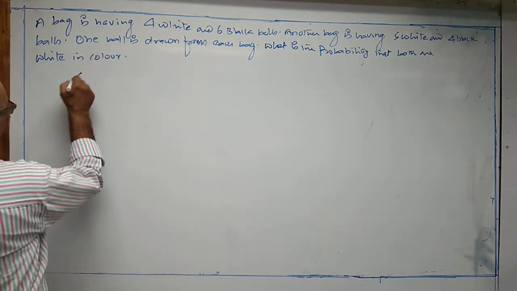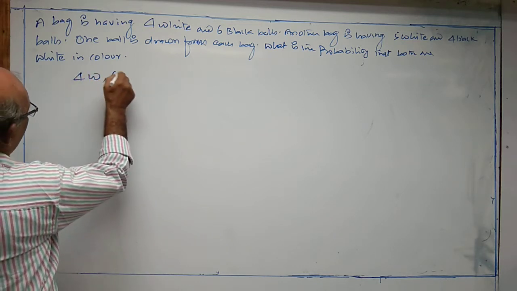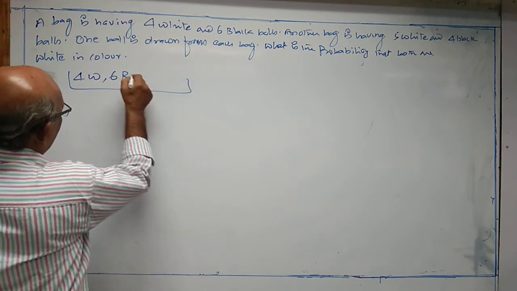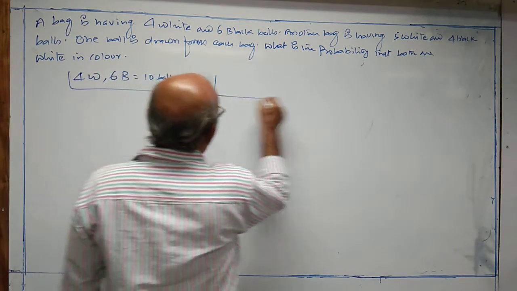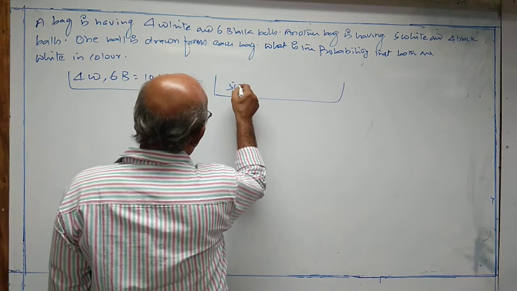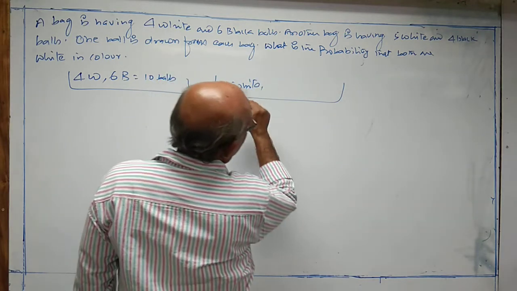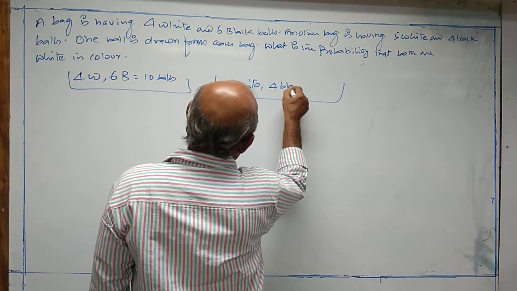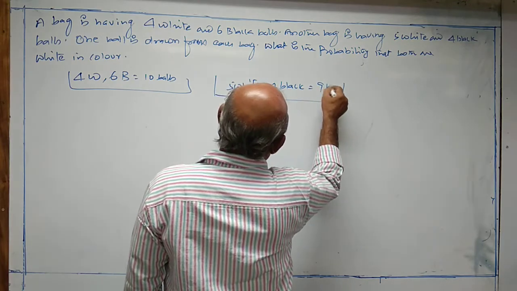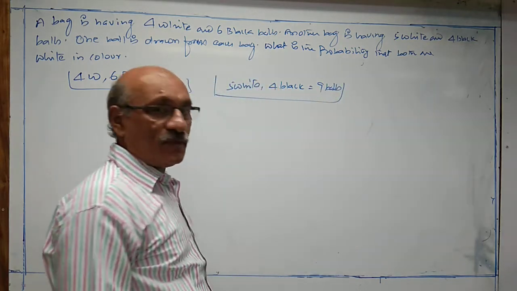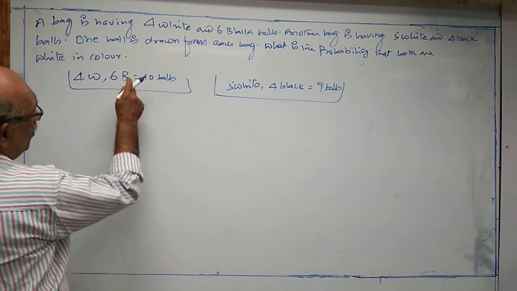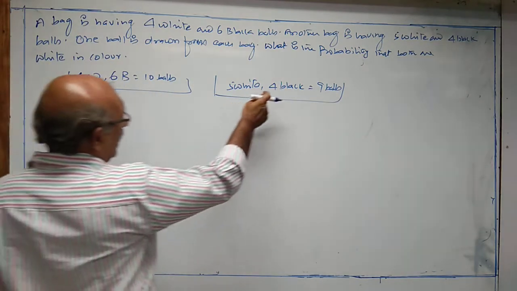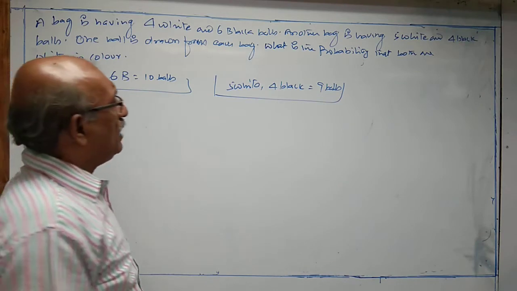Look at this. This is 4 white balls. It is having 6 black balls. Total 10 balls. Bag number 1 is having this. Bag number 2 is having 5 white, 4 black balls. 9 balls it is having. Now, sir, one ball is drawn from bag number 1. Again, one ball is drawn from bag number 2.